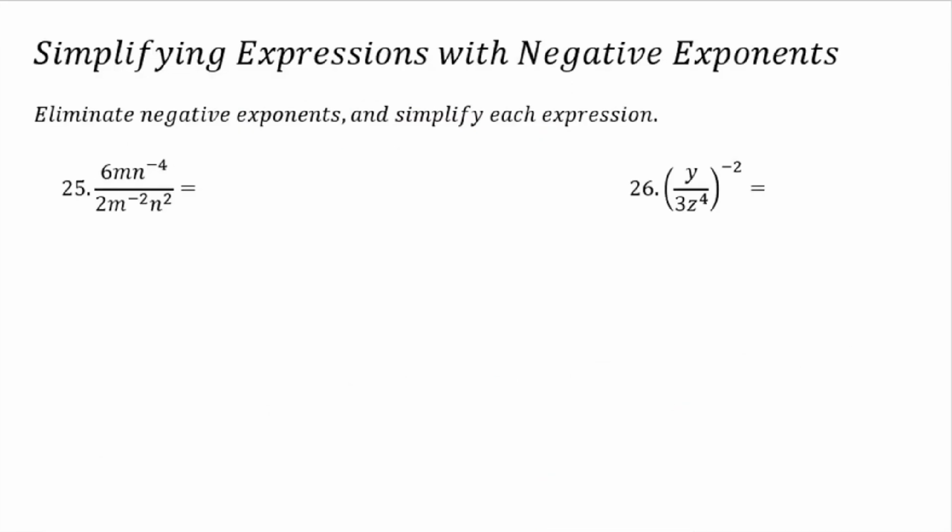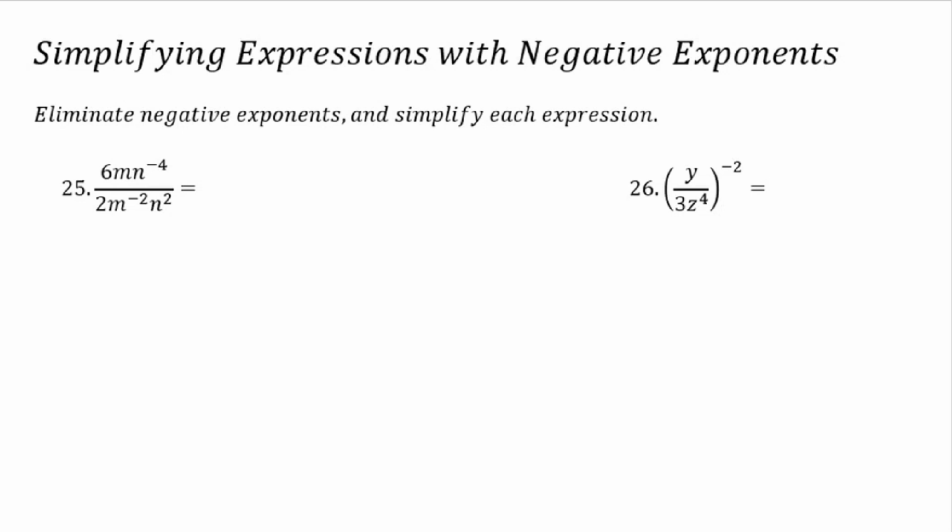Okay, this is the last slide. We have simplifying expressions with negative exponents. So eliminate negative exponents and simplify each expression. So we have 6mn to the power of negative 4 over 2m to the power of negative 2 n squared. So I would like to solve this math in this way. I'm going to apply the division law of exponent.